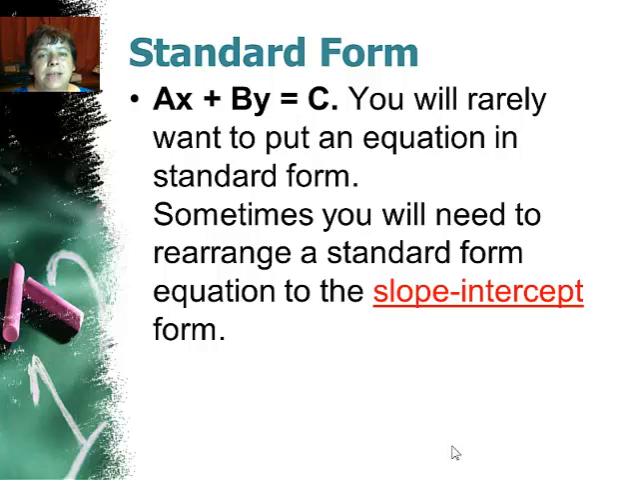The last form is the standard form. It looks like ax plus by equals c. You really don't normally want to put things in this form. It's not as handy. But sometimes you'll be given this form. This is standard form, and you'll have to rearrange it to find the slope-intercept form of the line.